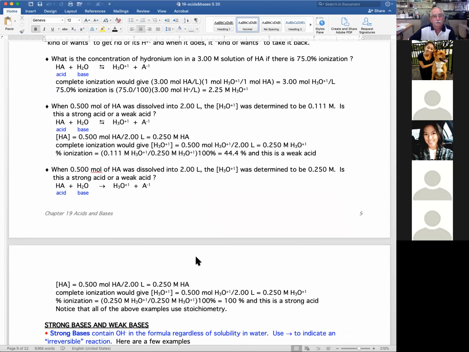What is the concentration of hydronium ion in a 3 molar solution of an acid if there's 75% ionization? Well, if this were completely ionized, and this is 3 moles per liter, then I would get 3 moles per liter of the hydronium ion. But I'm getting only 75% of that, so that gives me 2.25 moles per liter.